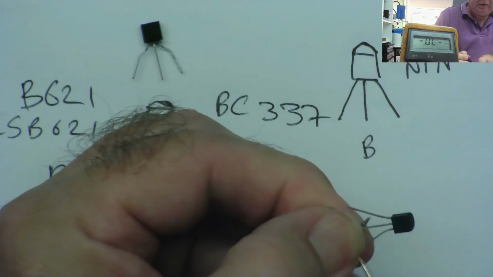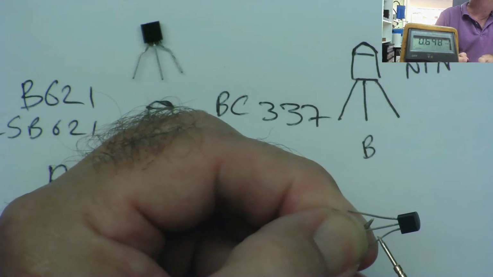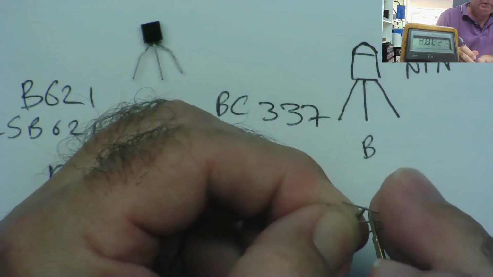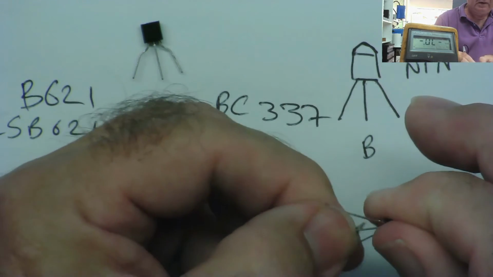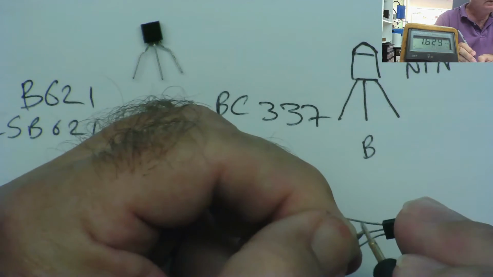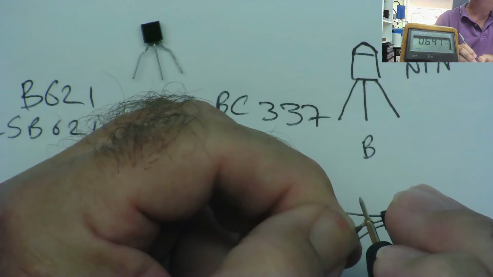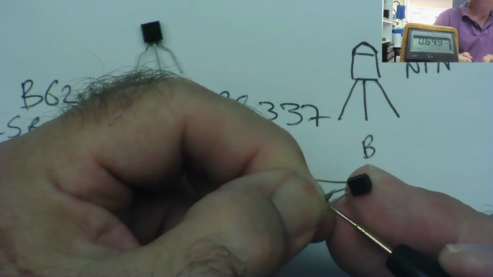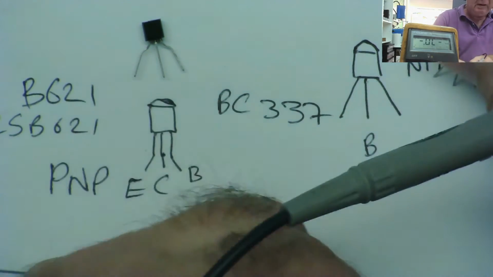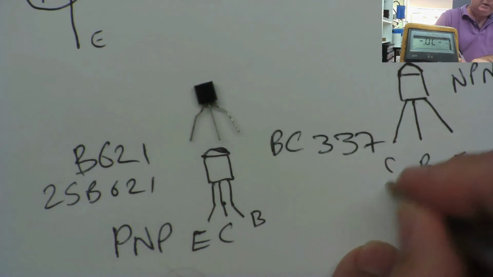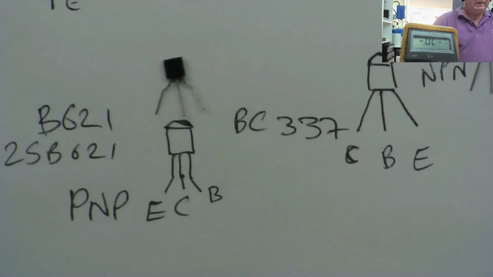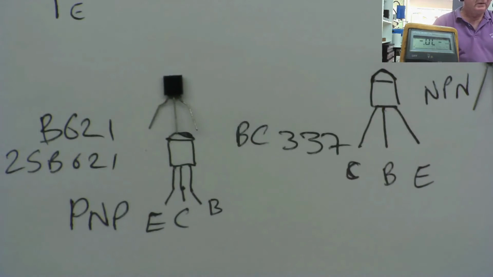Just check him again. 648. You see I've shorted the legs together with the meter there. 647, 649. So very little difference, but it's looking like this one's the emitter and this one's the collector. Yeah. So we've identified some transistors there.